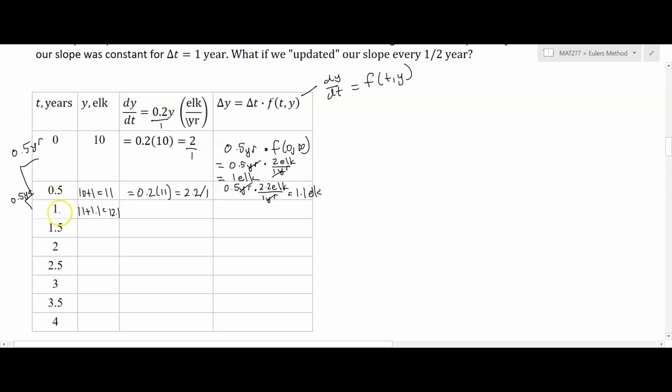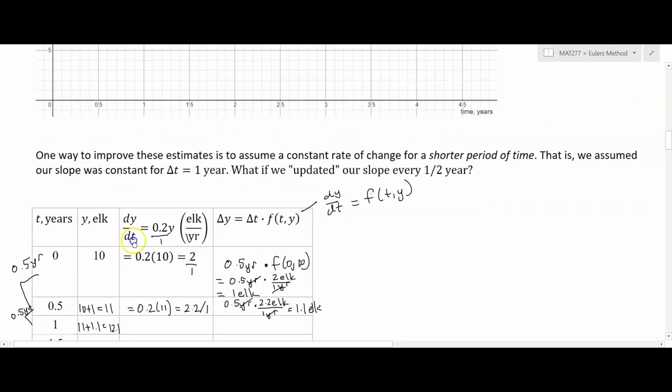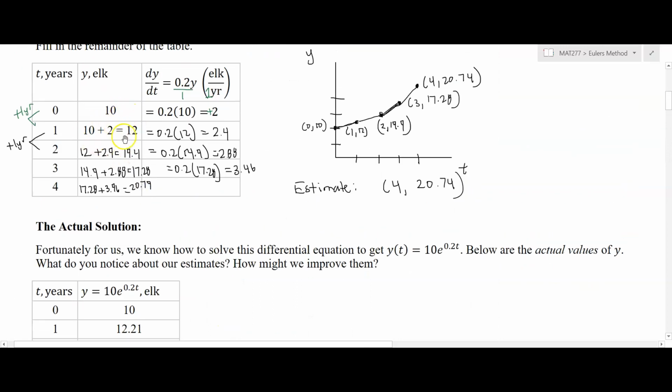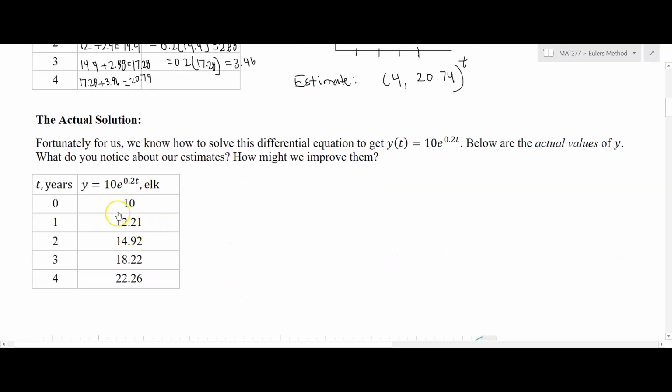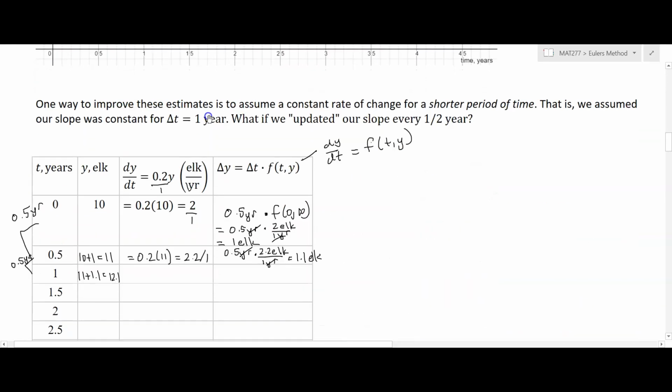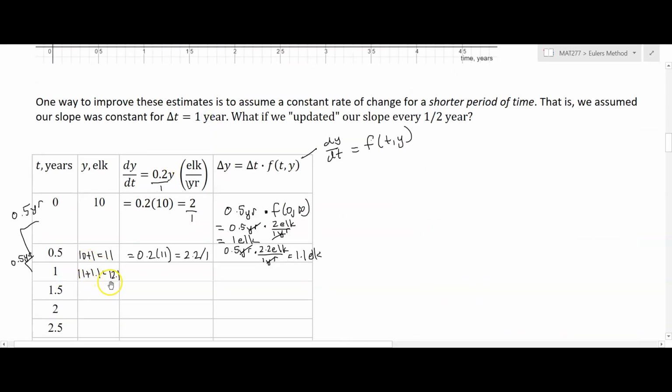And you can already see that our estimate here is 12.1 elk at time 1, whereas when we did 1 year at a time, our estimate was 12 elk. The actual answer at time 1 is 12.21 elk. So you already see that our estimate at time 1 is a little bit more precise.